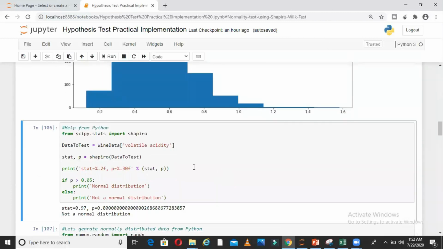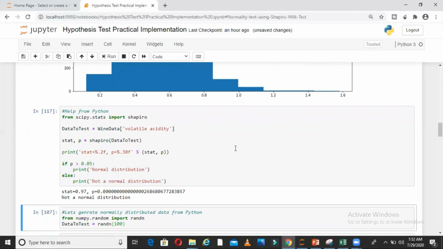How to do that? Very simple. See here, I am just importing a package called shapiro from scipy.stats. I am saying data to test is equal to the wine data, that particular column. And I just get the statistics and p-value from the Shapiro function on this data. When I run this entire thing, I have just written an if-else condition here. So if the probability of the null hypothesis being true is more than 5%, then normal distribution, otherwise not a normal distribution.